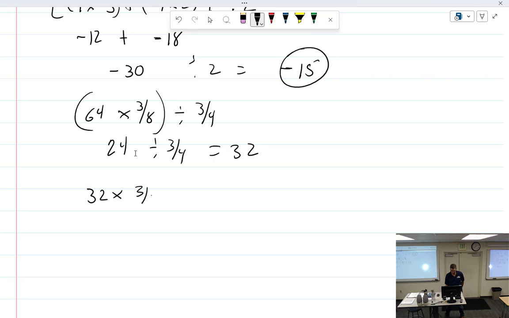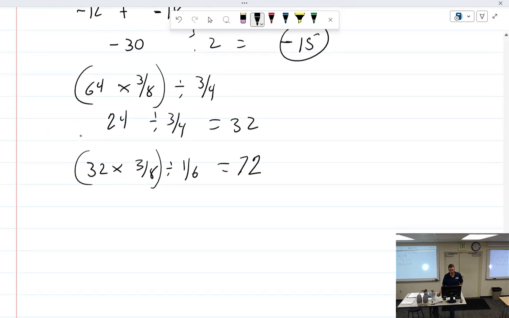32 times 3/8 divided by 1/6 equals? 72, says the man in the back. 72. Anybody disagree? Anybody agree? Yes. Okay, 72. Not going too fast for anybody, I hope.